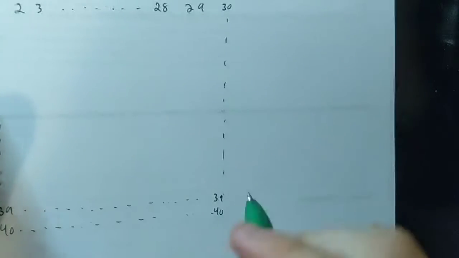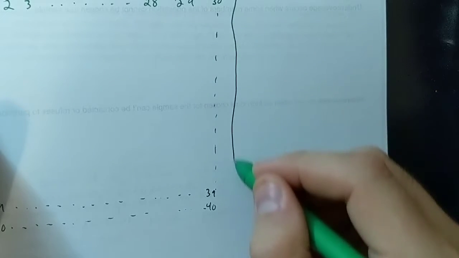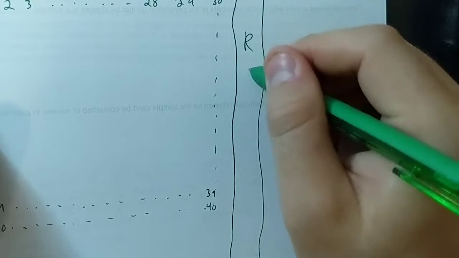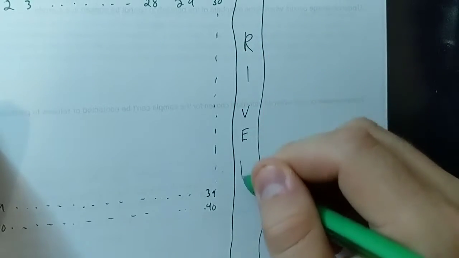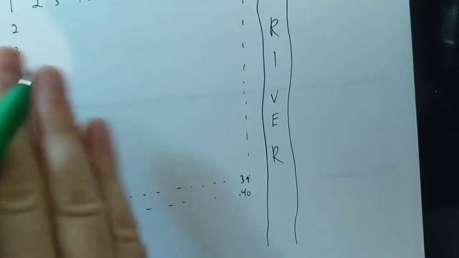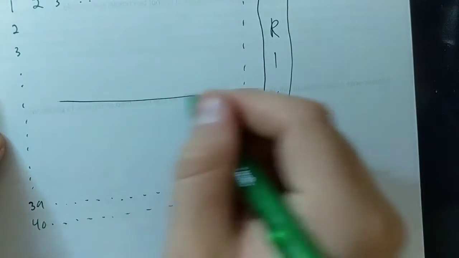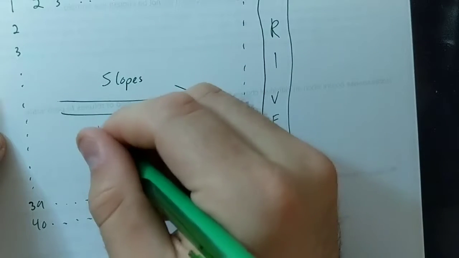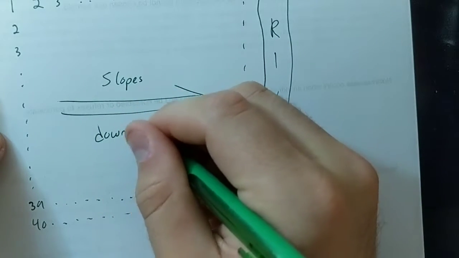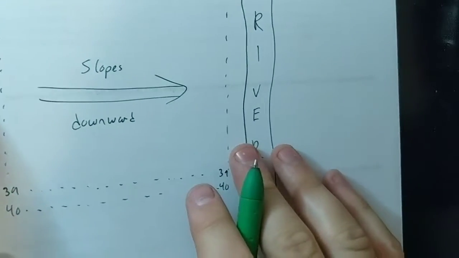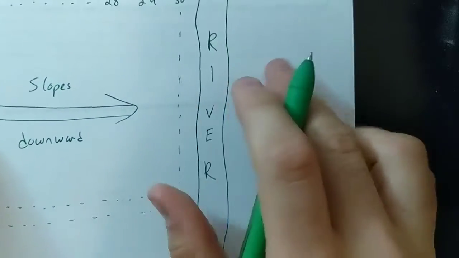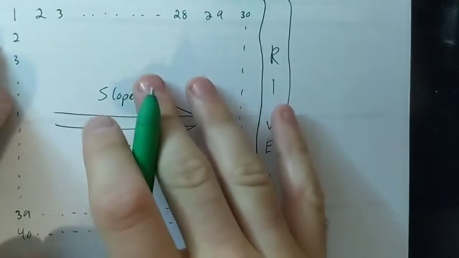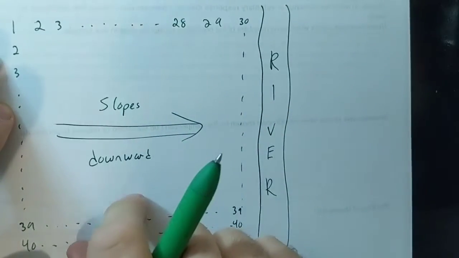So the river runs parallel to the rows, so we'll put that here. And remember that the land slopes downward towards the river. So I'm going to draw a giant arrow in the middle here, sloping downward in this direction. So we're going to do the 3 different types of sampling techniques to actually find a good sample from this 30 by 40 rectangle of crops.